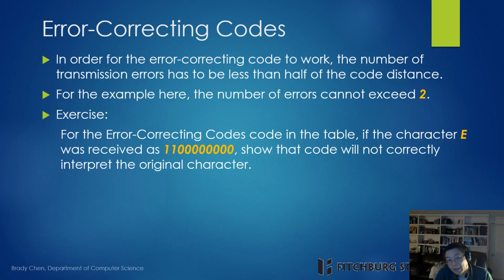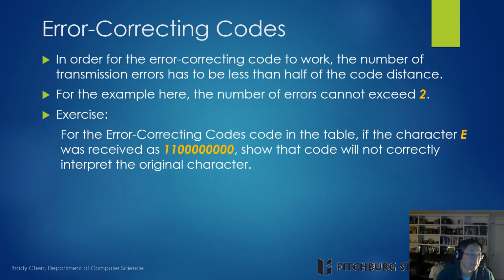So the error correcting code looks great, right? But there's some drawback, or there's a limitation. In order for the error correcting code to work, we have to assume that the number of transmission errors has to be less than half of the code distance. For example, in this example, because the minimum distance between any two letters is 4, the number of errors cannot exceed 2.